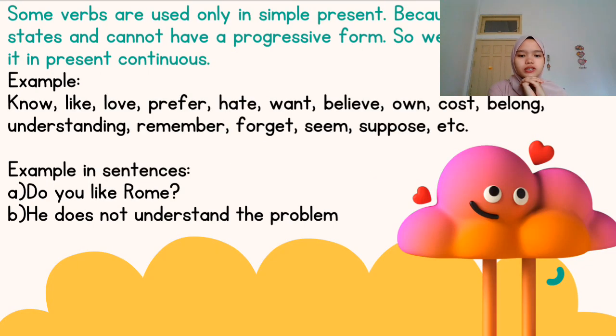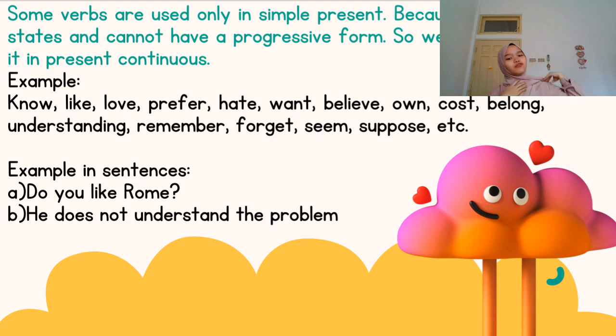And then I want to tell you that some verbs are used only in simple present because they are states and cannot have a progressive form. So we cannot use them in present continuous, like know, like, love, prefer, hate, want, believe, and others. For example, in sentences like, do you like Rome? We are not saying, are you liking Rome? This is really wrong. We are saying, do you like Rome?